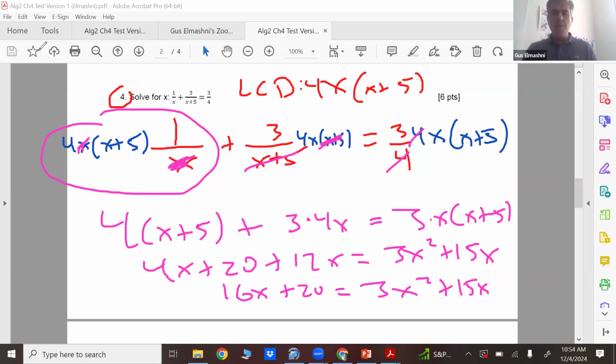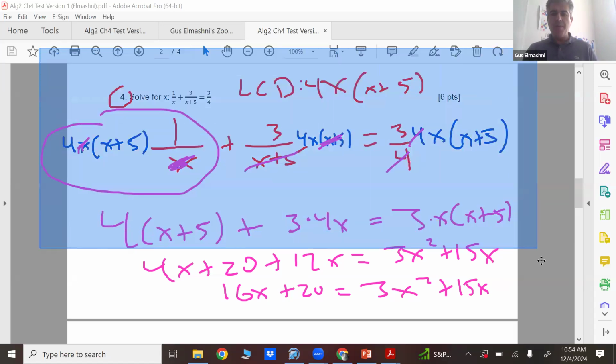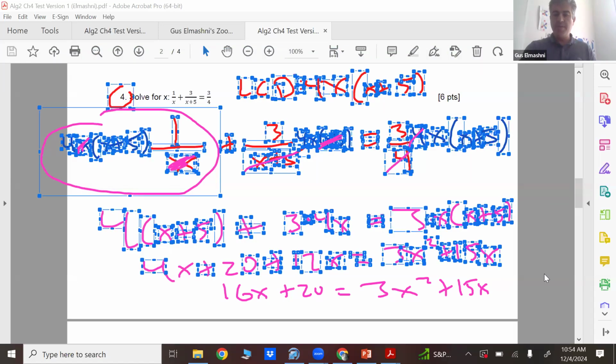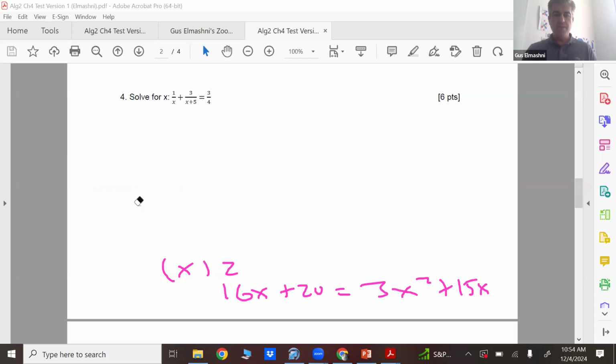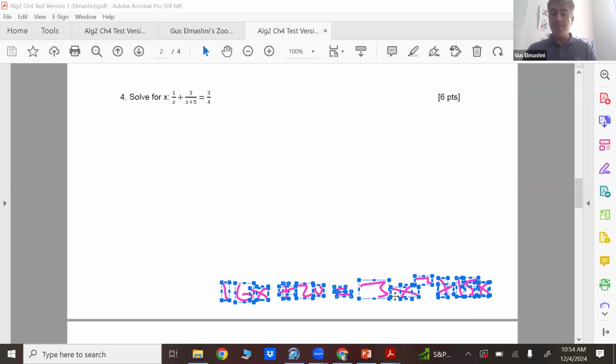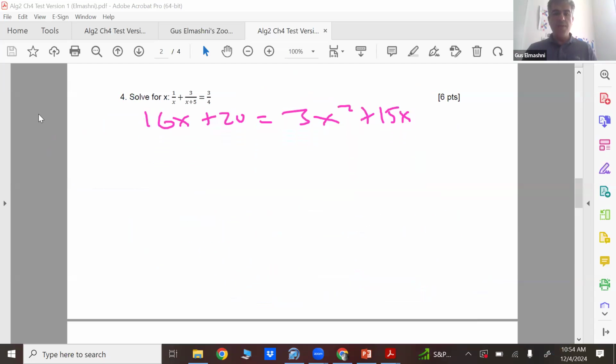Move it to the left. Yeah, move everything to one side. I would probably move everything from left to right. Why left to right? So I can keep the leading term positive. So this is where the sloppiness comes into play. Some students will move this stuff to the left side and they'll have negative 3x squared. That's awfully hard to factor. I want to keep that 3x squared positive. So let's move the 16x to this side and the 20 to that side.